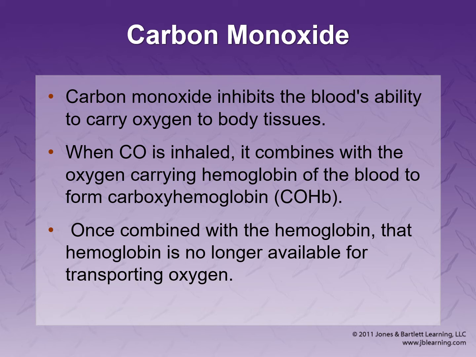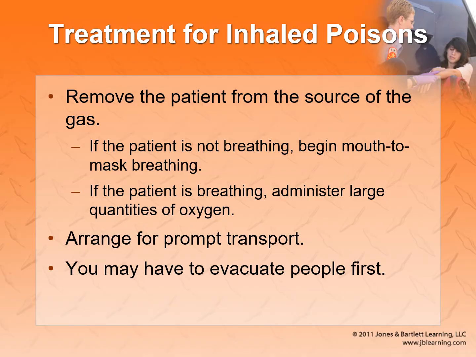So on the pulse ox, which is that little thing you put on the tip of the finger, it'll say 100% saturated. However, that just means it's saturated. It doesn't mean oxygen. That device is not really that good at telling if it's carbon monoxide or oxygen or nitrogen or whatever. It just can tell that it's saturated. So that's why carbon monoxide is so dangerous, because you effectively can't use the oxygen you're breathing.